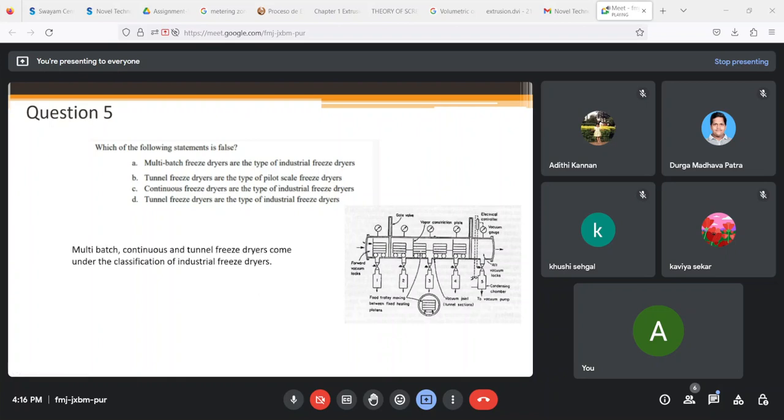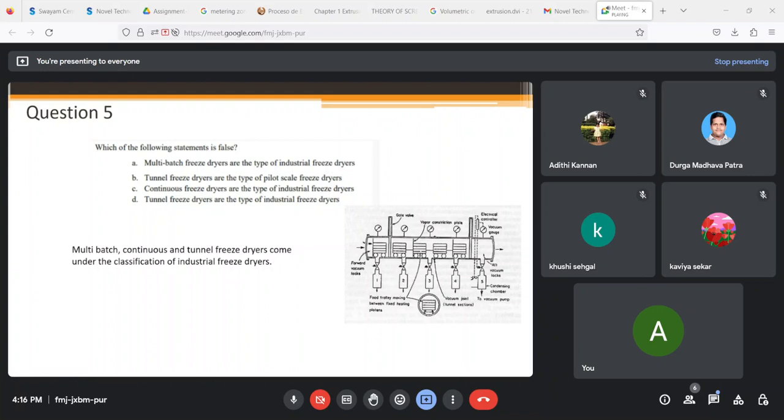So all these three processes, the multi-batch, the tunnel freeze dryers and the continuous freeze dryers, all of them come under industrial freeze dryers. That is, you will be dealing with a large amount of food samples and not like a pilot scale, which requires very small amounts of food. So in all these three, you take in large amounts of food samples and freeze dry them either continuously or in batch modes. So hope this is clear.